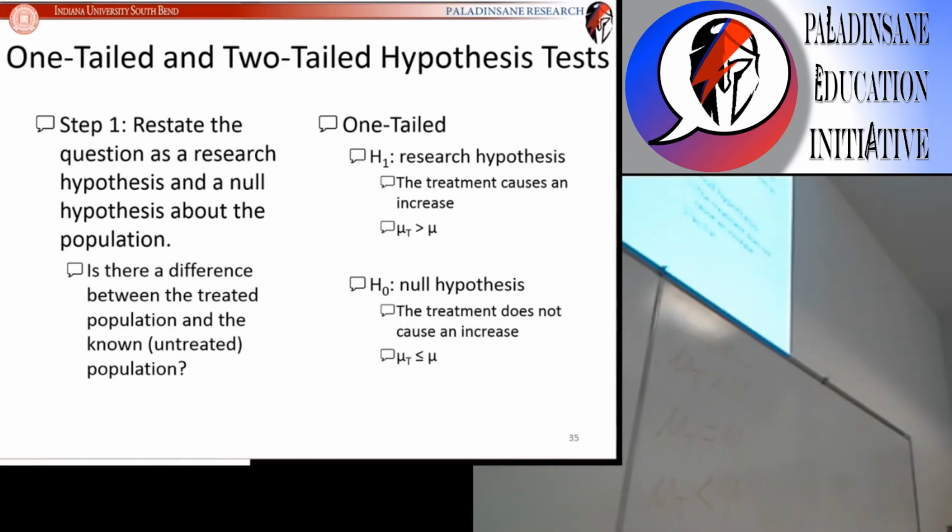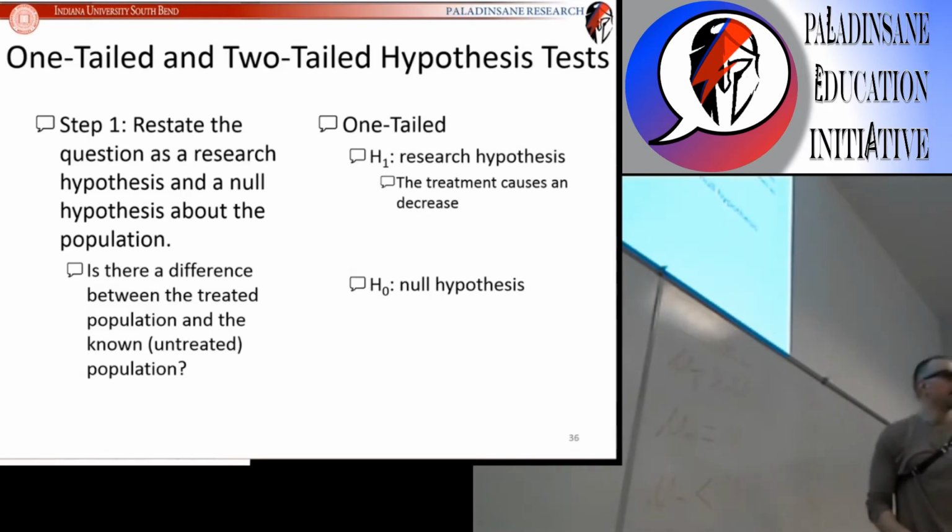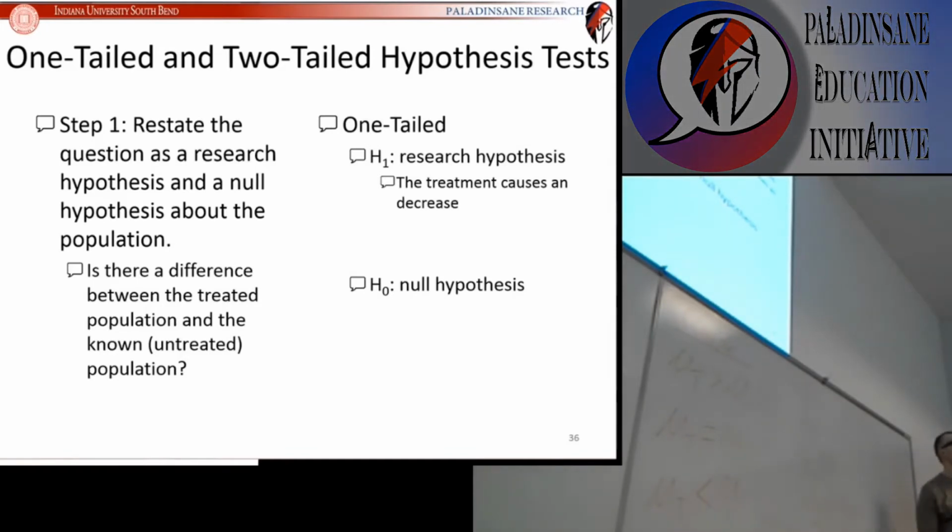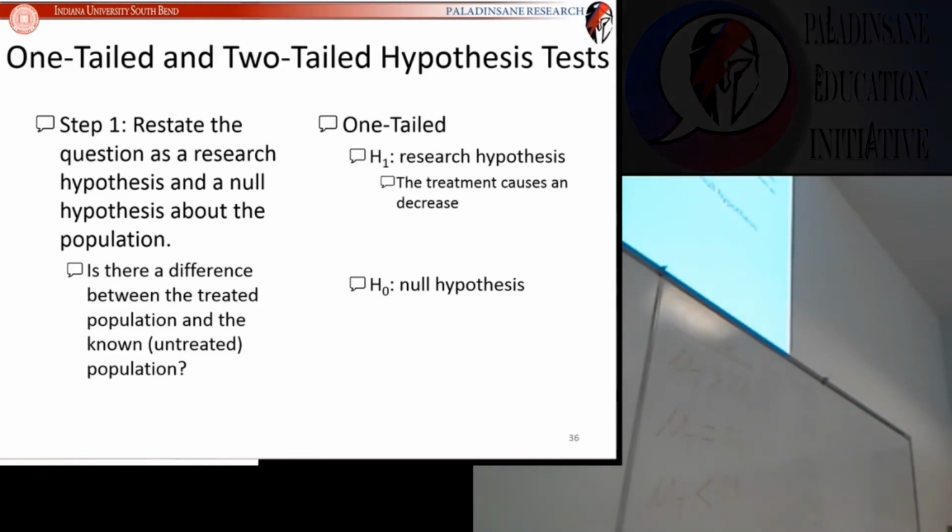So we have to see what we have to do for a decrease. And in that case, it's the same principle. So we take our research hypothesis, and in a one-tailed test, it's always easier to start with the research hypothesis. So the research hypothesis is that the treatment causes a decrease. That's what we're looking for now, causes a decrease. Does it decrease depression? Does it decrease alcoholic consumption? Does it decrease feelings of anxiety? So we're looking for the treatment causes a decrease.